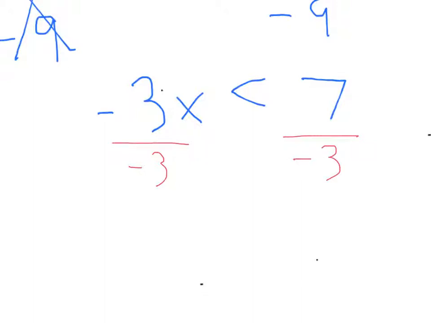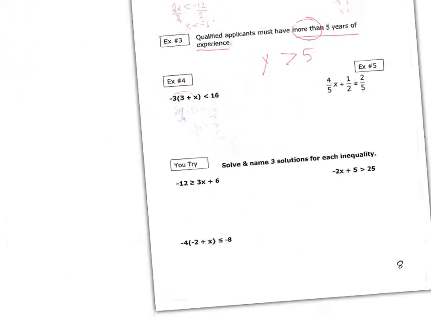And those negative 3s cancel. We bring down our x, and since we divided each side by a negative, we flip our inequality around. Then we can bring down our negative 7/3 as our final solution there. Okay, so that is one that involves distribution.